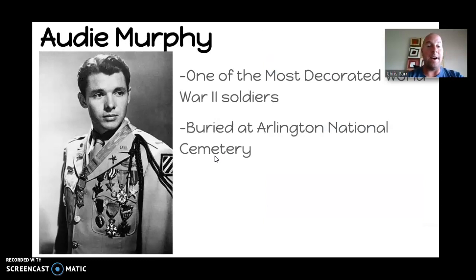Audie Murphy, tiny soldier. He was the guy from World War II, one of the most decorated soldiers in World War II. Buried at Arlington National Cemetery. Lots of exciting info about this guy.